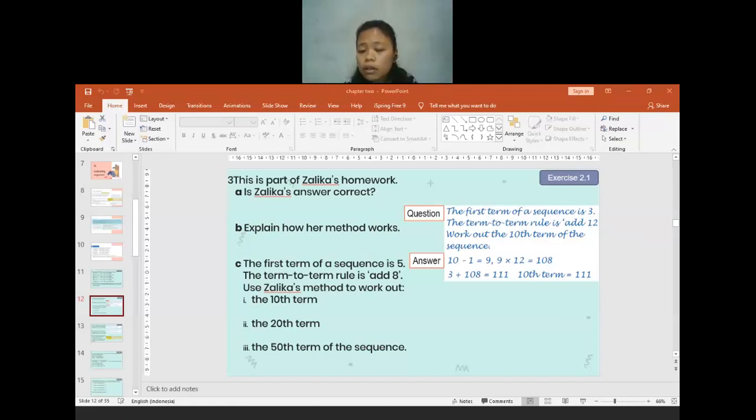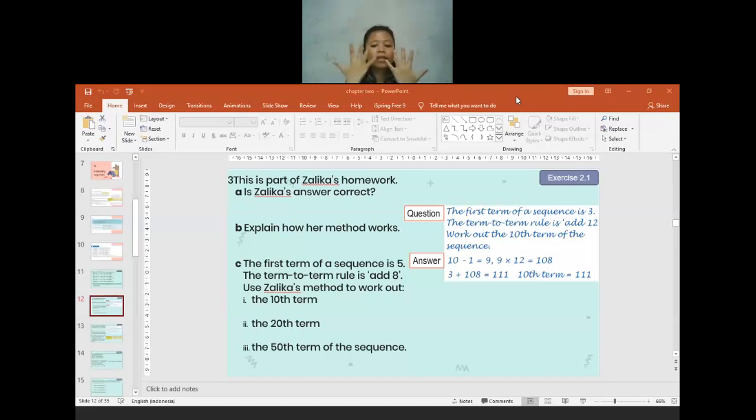I understand how she did it, but I cannot explain how the method works. Okay. Now the first term of the sequence is 3, and the term to term rule is add 12. Work out the third term of the sequence. So I already have the first term.